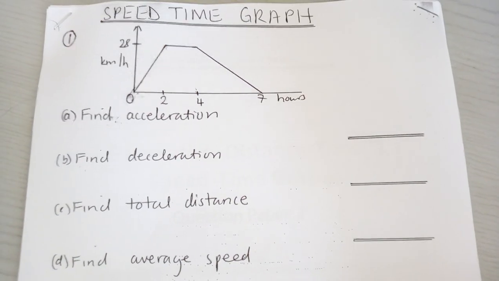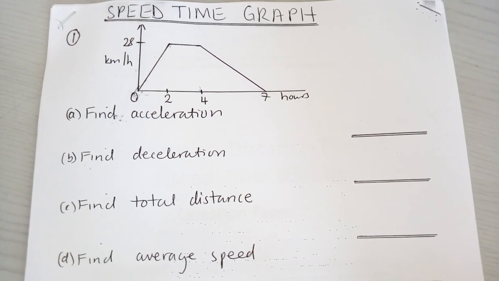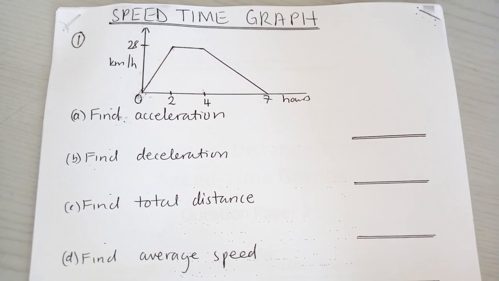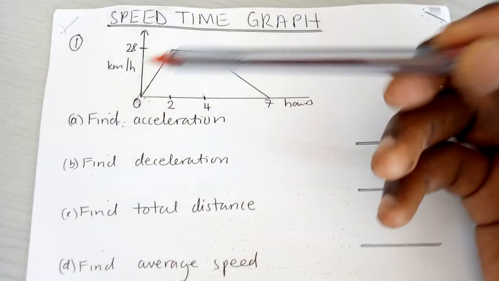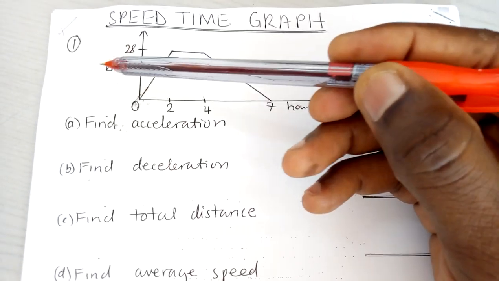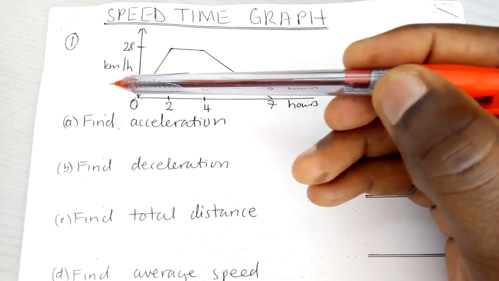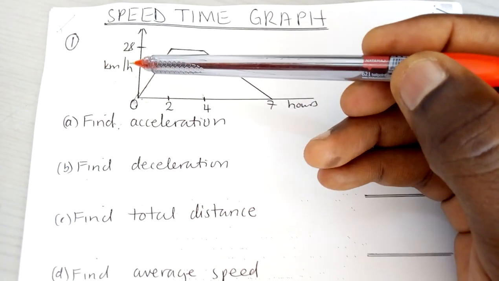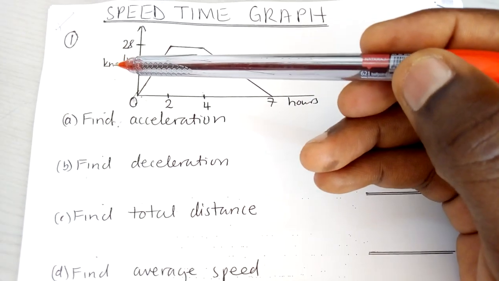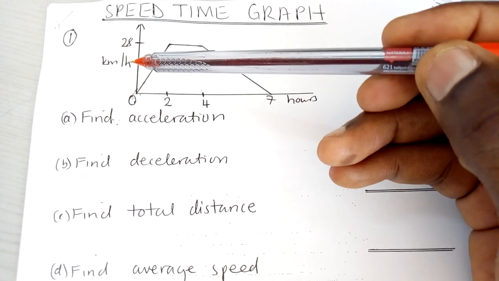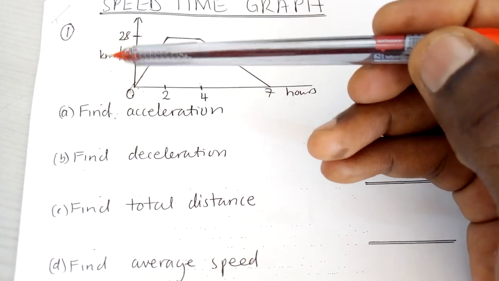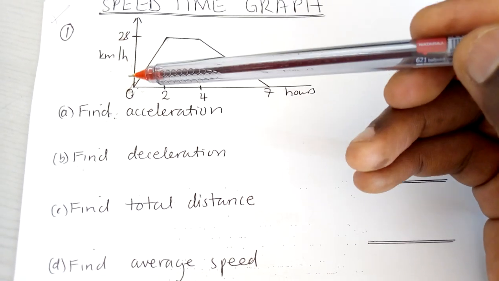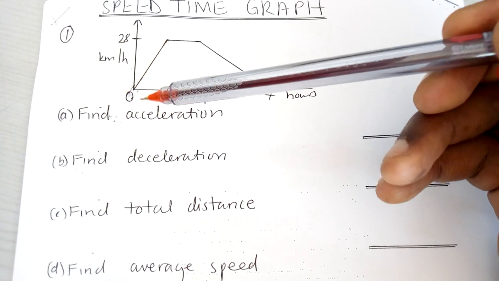We are looking at speed time graphs, and we have two questions to solve. Now, how do you get to know if the question is a speed time graph? When you look at your y-axis, you'd realize it's written kilometer per hour. So when you see kilometer per hour, it stands as the unit of speed. Hence, it shows that we are dealing with the speed graph.